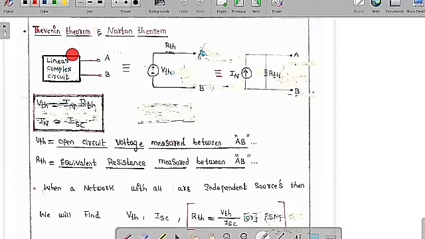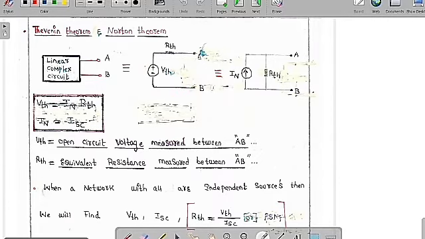Now we are going to learn about the Thevenin theorem and the Norton theorem. Suppose you take any linear complex circuit with two terminals A and B. Then we can simplify this complex circuit into a very simple circuit of a practical voltage source or a practical current source. You can make this a simplified version.